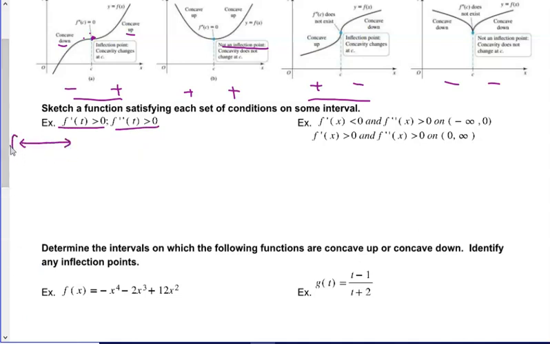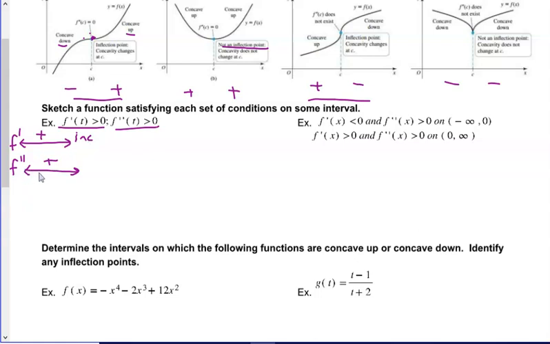So if I have f prime to be completely positive and f double prime to be completely positive as well, what does the first derivative tell us? It tells us increasing, decreasing. It gives us max and mins. Here, since it's always positive, that means that we are forever increasing for this function.